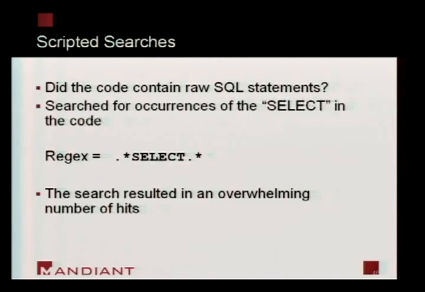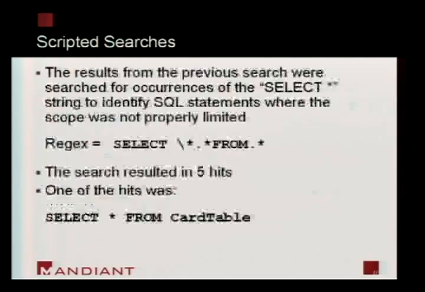So, given the fact that we had an overwhelming number of hits for select kind of queries, we already knew that this application didn't really follow best practices in accessing the backend database. But then we said, well, let's make our search a little more granular. Let's look for select star kind of queries. The kind of queries which are possibly most susceptible to such attacks because they yield the most information. They yield every single column of the database.